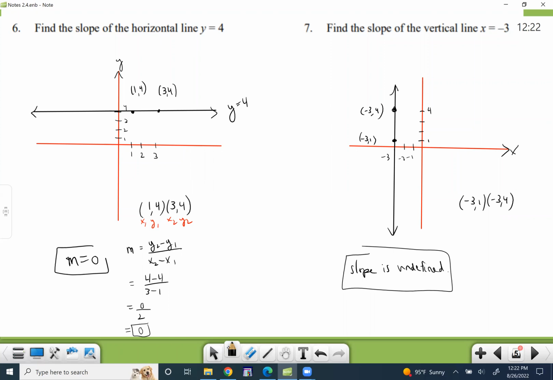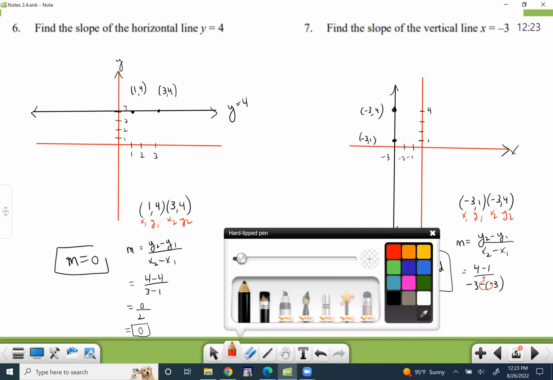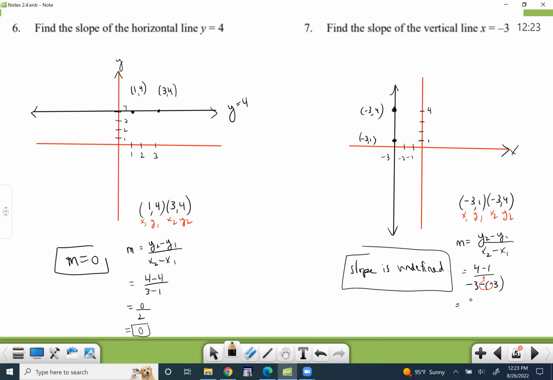and then we were to label them, right? X1, Y1, X2, Y2. Y2 minus Y1 over X2 minus X1. We're going to substitute those in. So the top would be 4, take away 1. And the bottom would be -3, take away -3. Now remember that the minus will become a plus, okay? So the top, 4 minus 1, is 3. -3 plus 3, though, is 0.